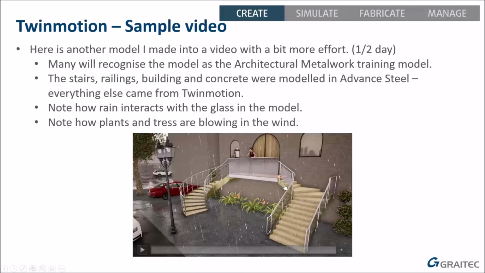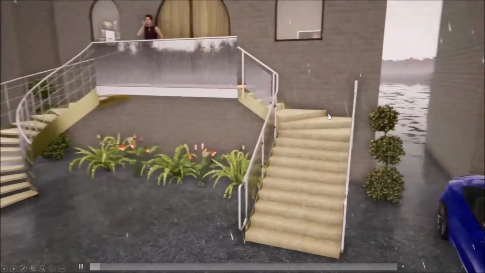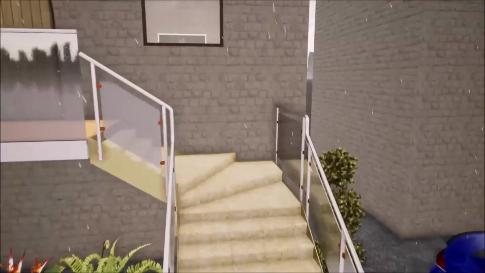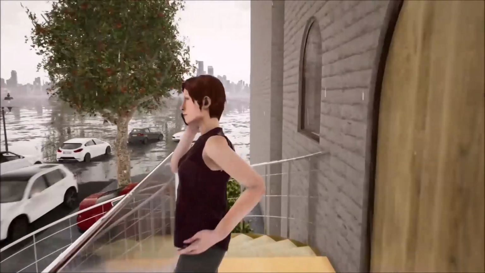So this is a model I've made before. You probably recognize the model. It's made from Advanced Steel. This is the architectural metalwork day with these stairs and railings. I've actually also modeled the building with the windows. That was modeled in Advanced Steel as concrete. So I had the buildings there. Everything else you see, the cars, the lampposts, the plants, everything else comes from Twinmotion. When you watch this video in a second, notice how the rain splashes on the glass railing, and see how the leaves and the things are blowing in the wind, as well as the obvious movements. All the furniture inside came from Twinmotion.